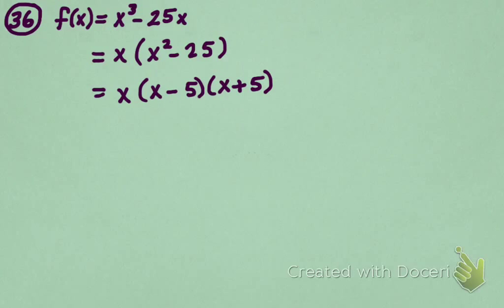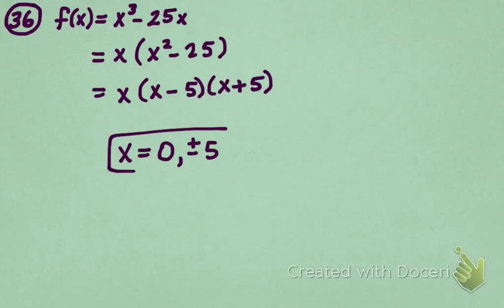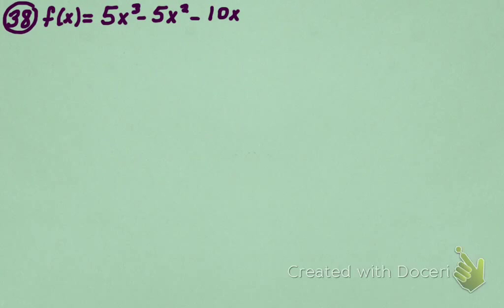And then I can get my 3 zeros from my 3 factors. And 0 would make x, 0. And positive 5 would make x minus 5, 0. Negative 5 would make x plus 5, 0. So I can write them together as plus or minus 5 after the 0. And I have listed all 3 zeros. And I'm off to number 38 to close out this video.